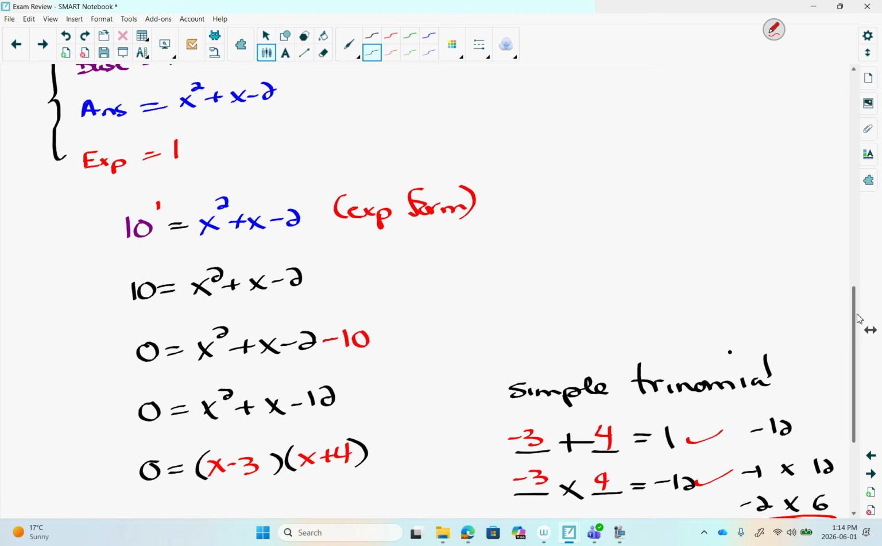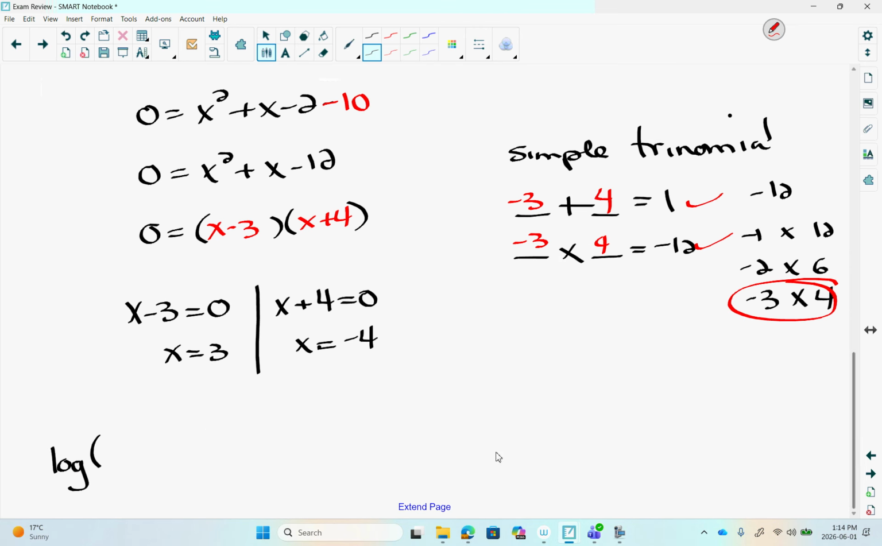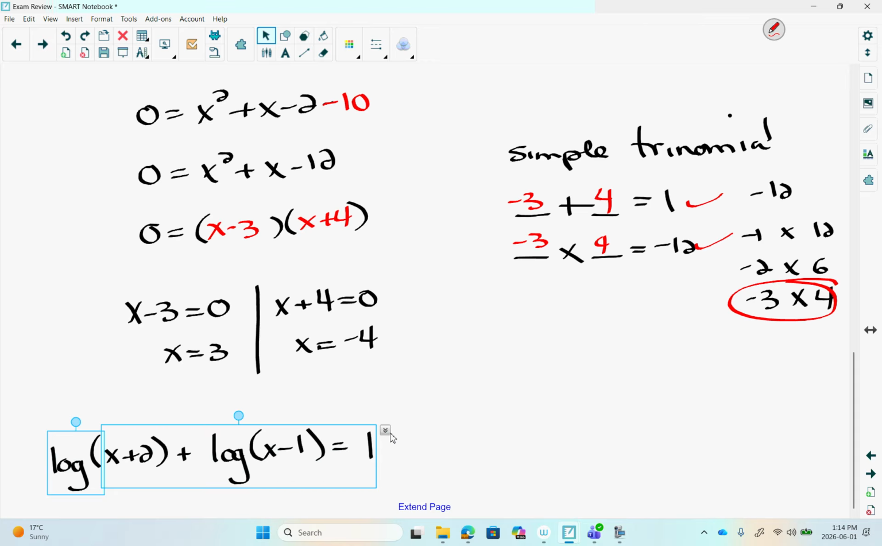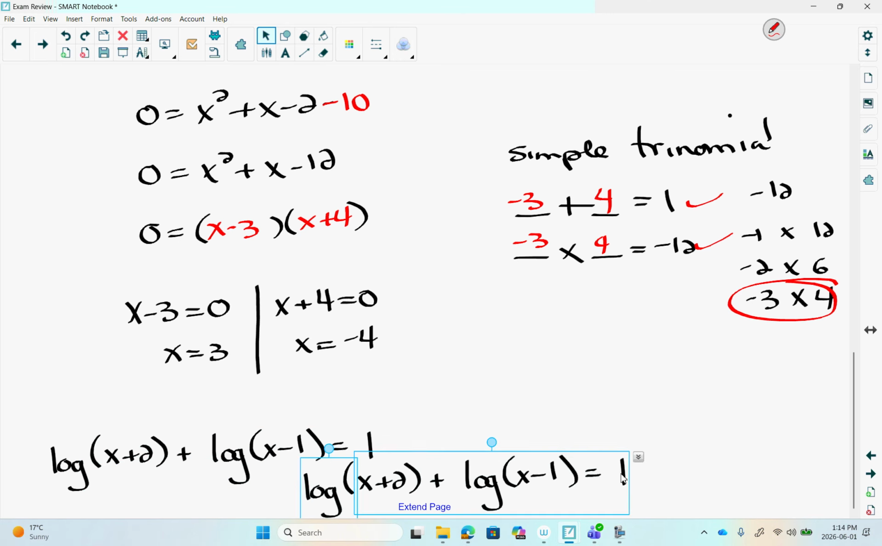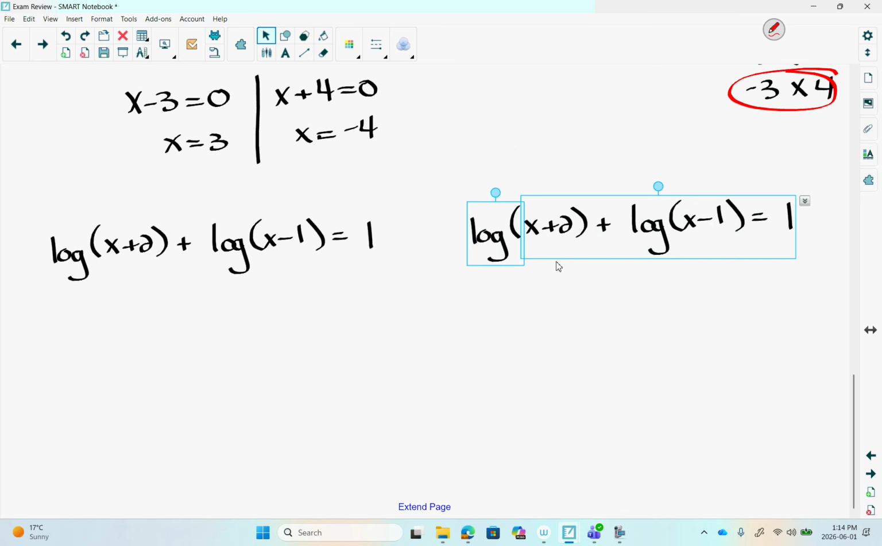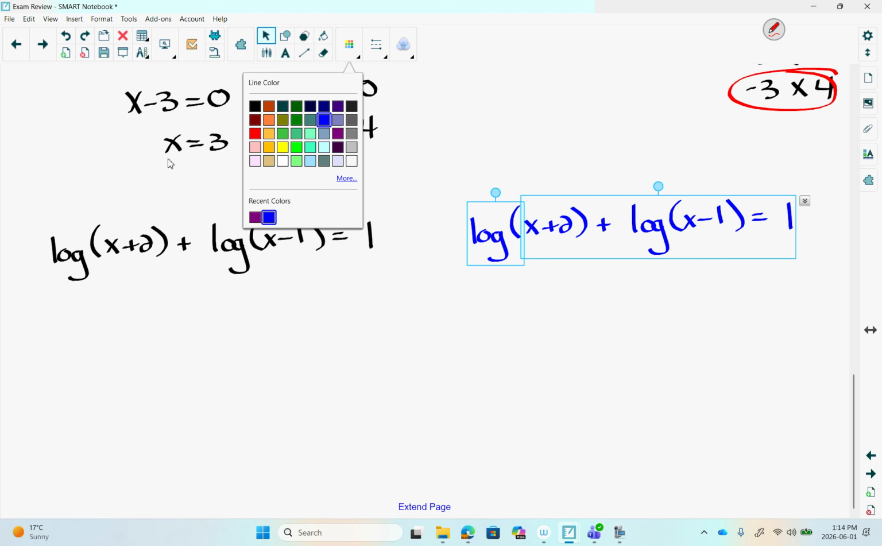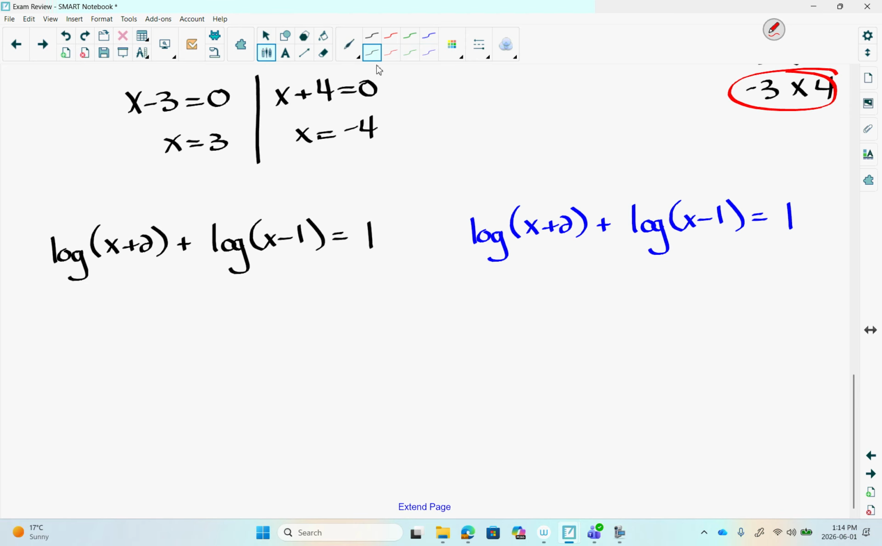So what did the original question say? Log x plus 2 and log x minus 1 equals 1. So I'm going to just clone that and move it over here, and I'll test both of these solutions. So let's start with the 3. So this would say log 5 plus log 3 minus 1 is 2 equals 1.